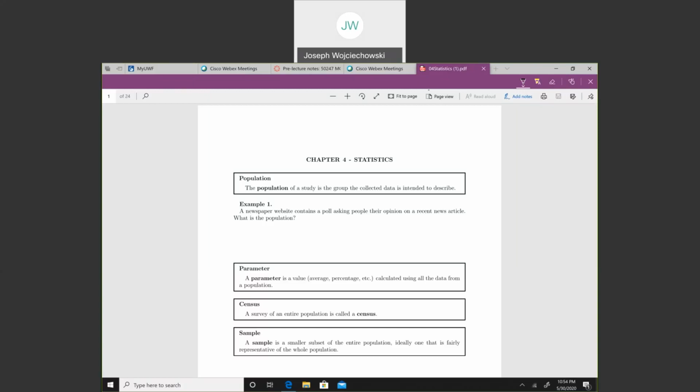The population of a study is the group the collected data is intended to describe. So a newspaper website contains a poll asking people their opinions on a recent news article. What is the population? Well, that would be the people.